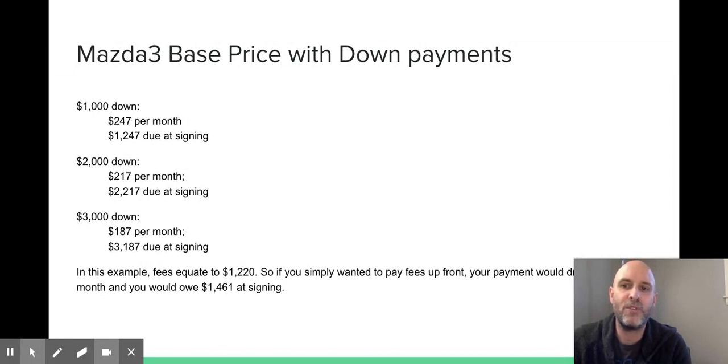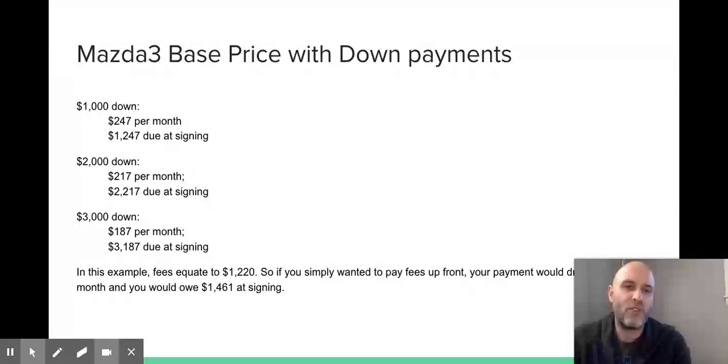And where it starts to get really tricky is, all right, well, the fees are $1,220. We talked about that: the bank fee, the registration fee, the dealer fee. So let's have you pay your fees up front, and just paying those would get your payment down to about $261 a month. But if you actually start to do $3,000 down plus paying your fees, you're at $4,200 out of pocket. You're really starting to look at $150, $140 a month.